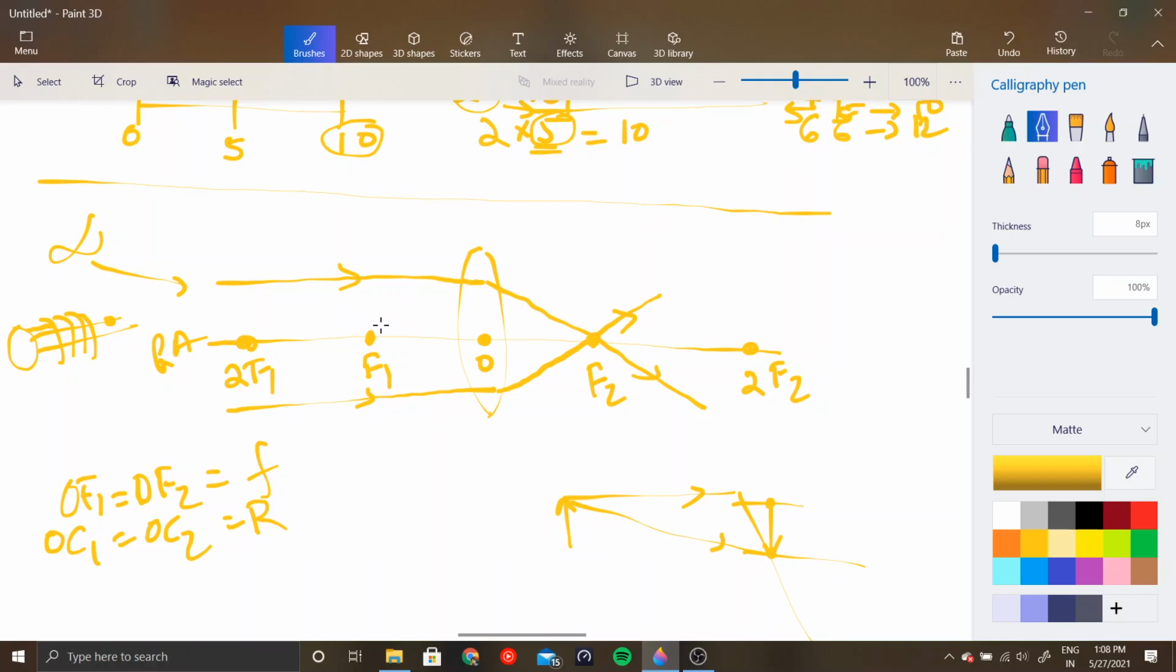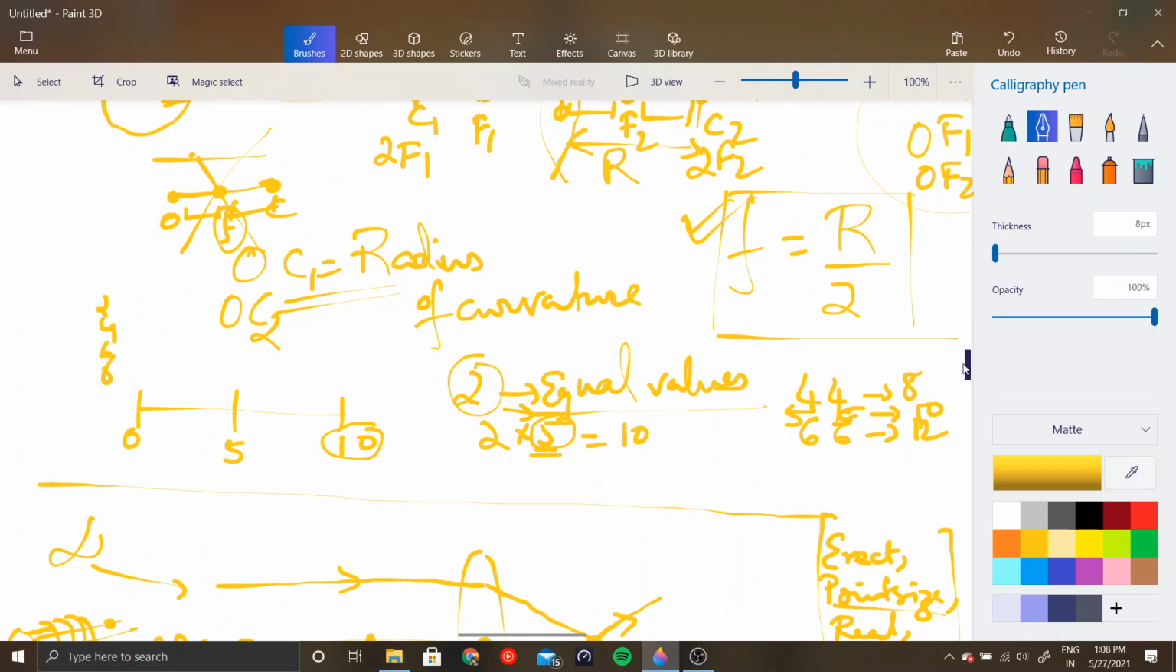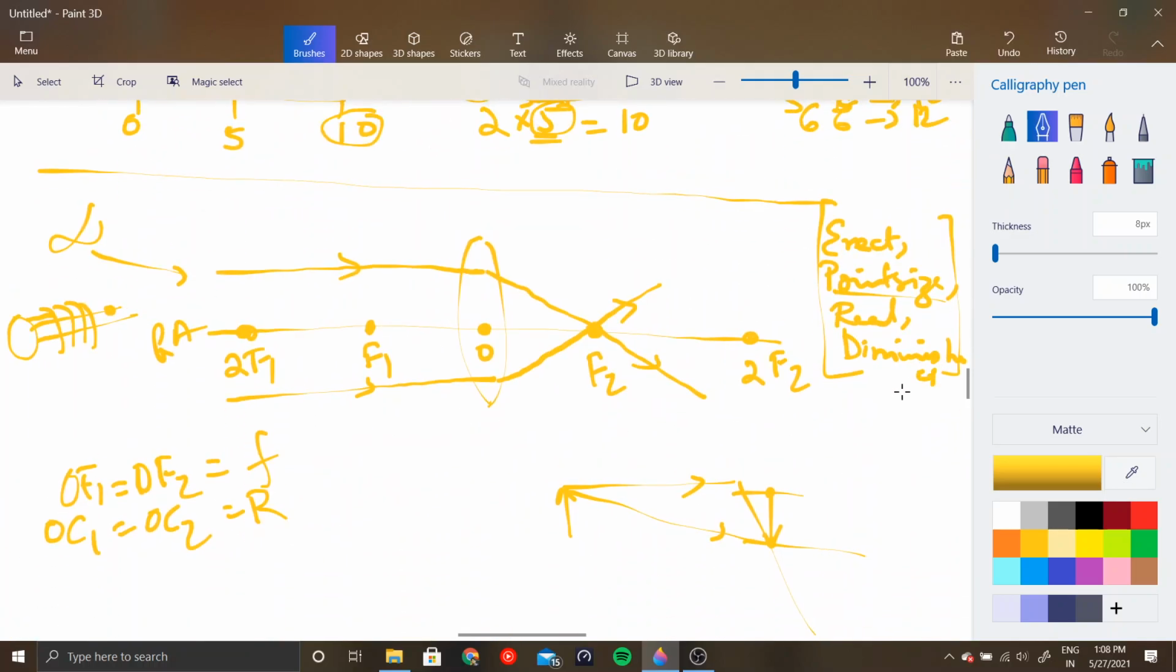What can we say about such an image? Okay, we can say that the image is erect. We can say that it is point size. The rays have actually met, so it is a real image, right? Of course, if it is point size, it has to be diminished, right? So this is regarding object at infinity. If object is at infinity, image is formed at the second principal focus, right? The principal focus. Okay.